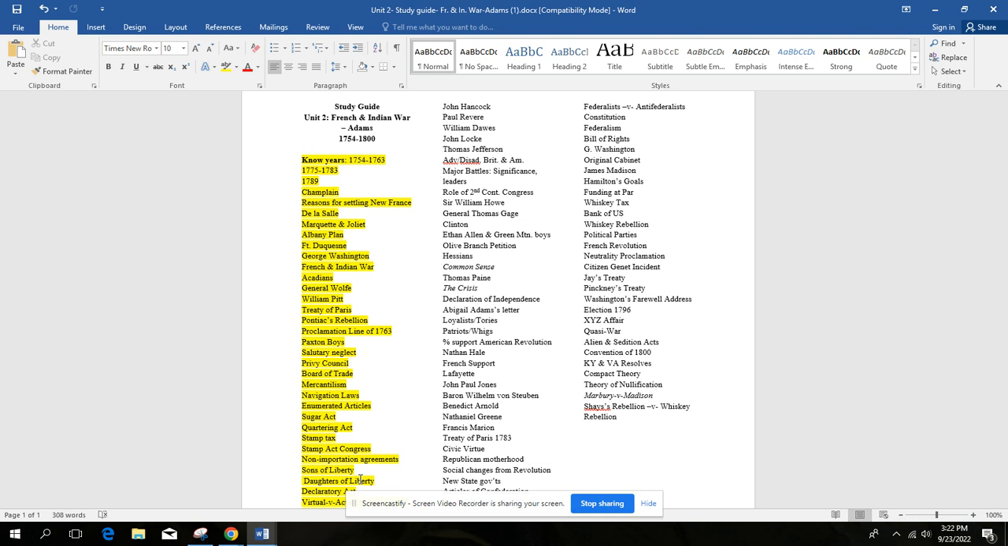Okay. Mercantilism, remember, this was the idea even during salutary neglect, that the colonies only exist to provide and benefit the mother country.